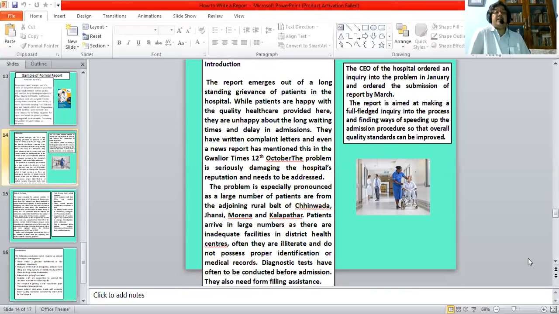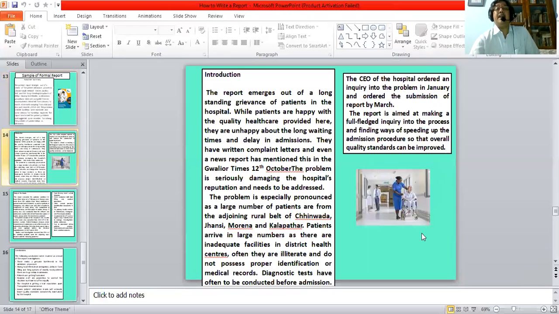The problem is especially pronounced as a large number of patients are from the adjoining rural belt of Chhindwara, Jhansi, Morena, and Kalapatthar. Patients arrive in large numbers as there are inadequate facilities in the district health centers. Often they are illiterate and do not possess proper identification or medical records. So if they don't have medical records, then it's difficult to give them admission instantaneously. Diagnostic tests have often to be conducted before admission, because the healthcare facilities in their villages are extremely limited. They also need form filling assistance because they are uneducated or ill-educated people and cannot fill in official forms, especially the lengthy forms needed before patient admission.